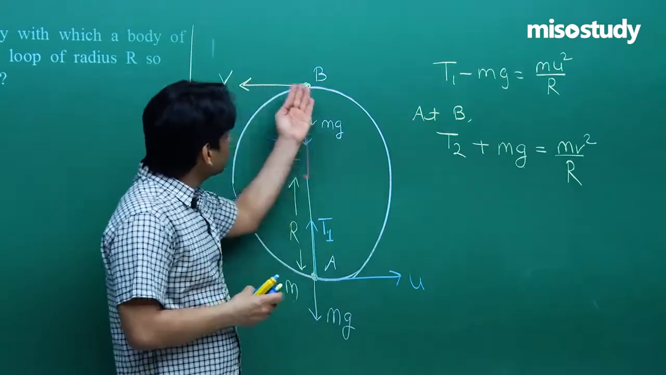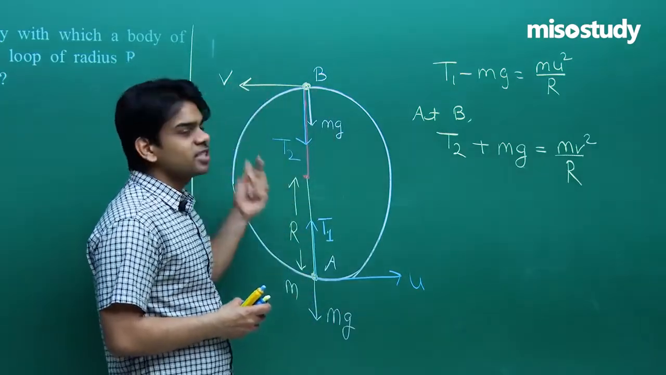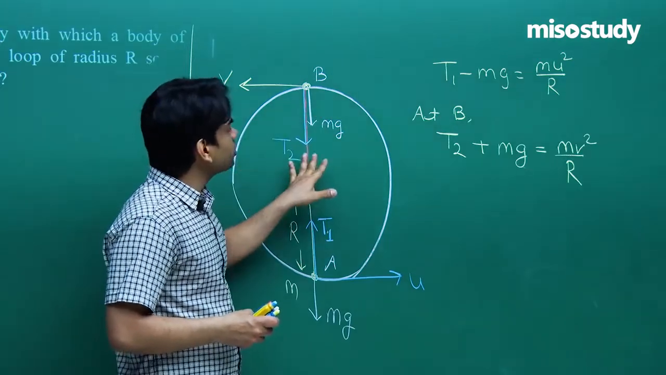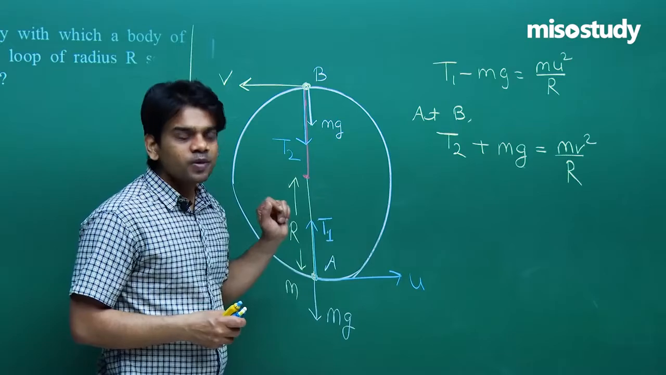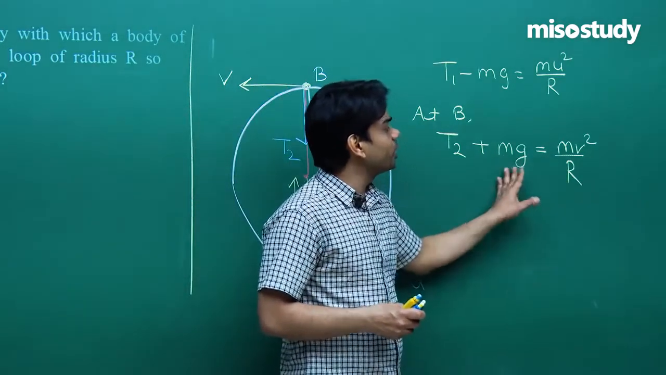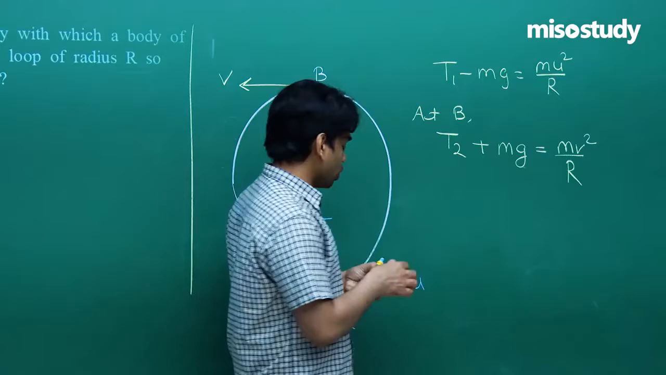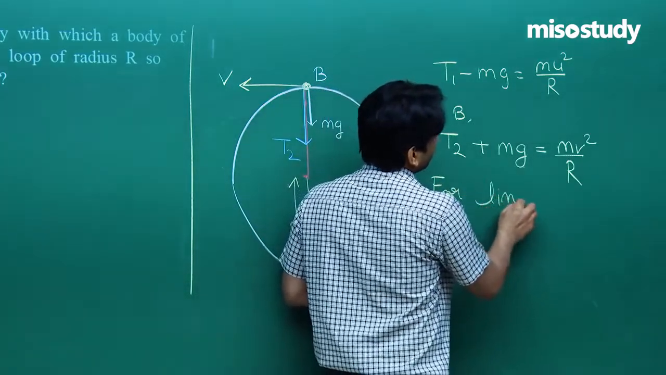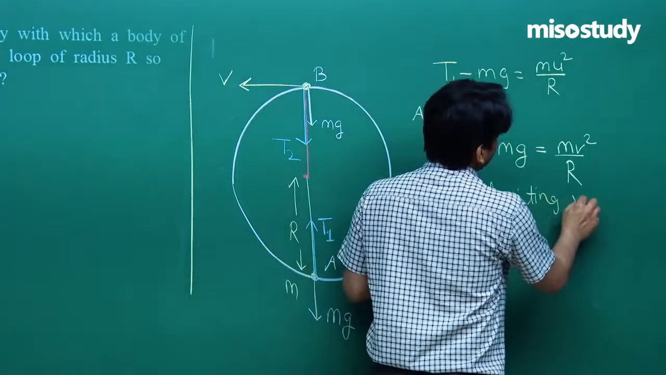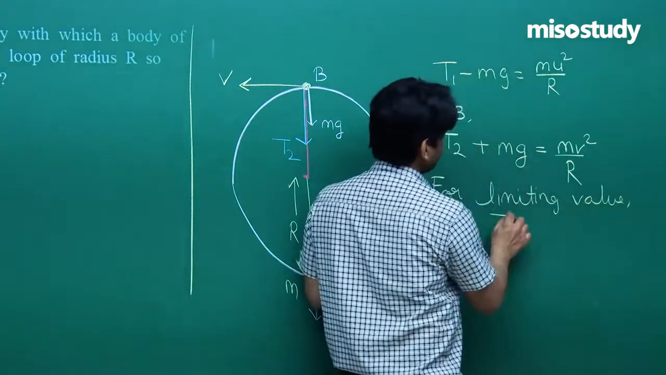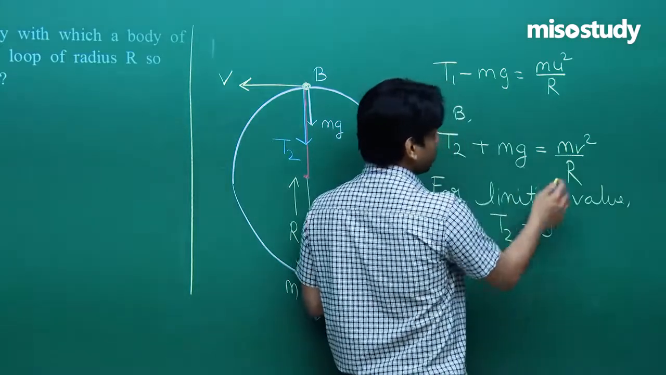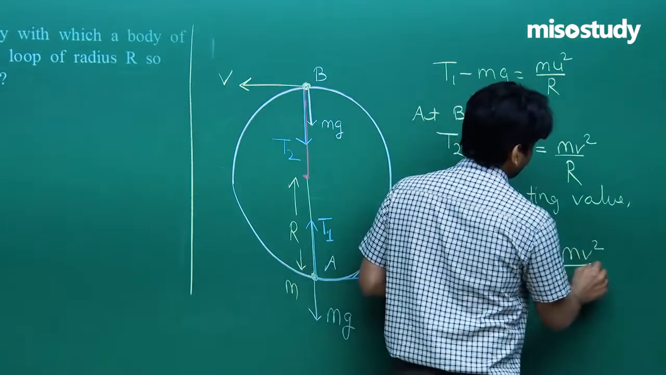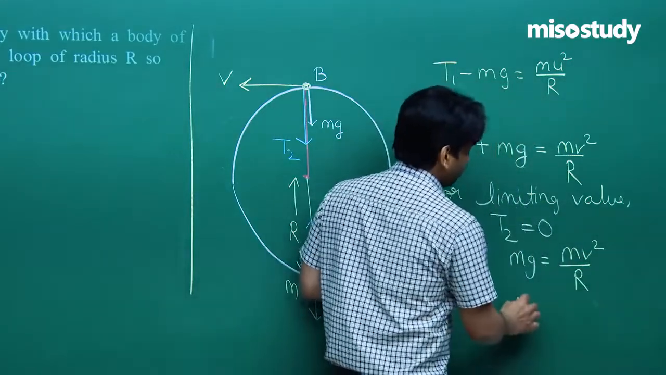Since it needs to proceed with the minimum velocity so that it just reaches the topmost point, can we say that the minimum value of this tension will be 0, so that all the centripetal force is provided by the weight of the object? For the limiting value we are going to take tension T2 as 0. Tension T2 is 0, that means mg equals mv square by r. So v square will be equal to rg.